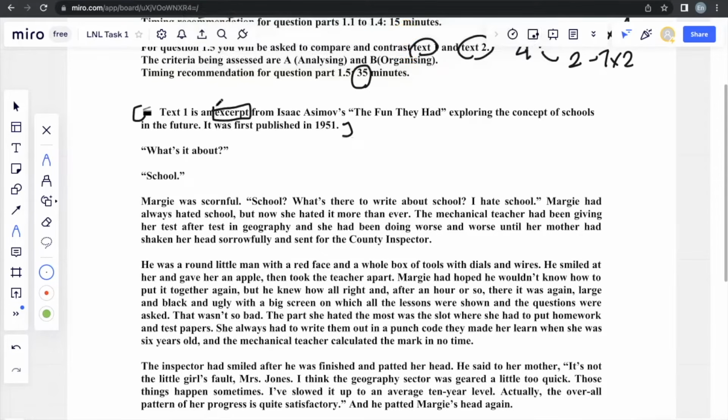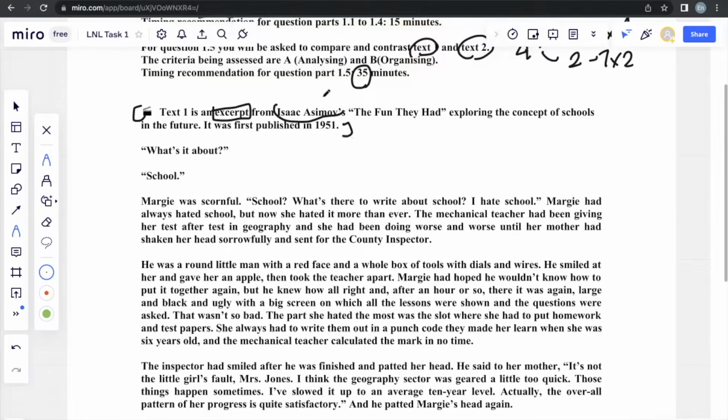It'll just be an excerpt because it'll be too long to be provided. So they'll give you an excerpt that you can analyze within a short time period. The same goes for text two, which is mostly a maximum 5-minute video. They wouldn't go beyond that because the examiners understand that you don't have the time to analyze more than that. So text one is an excerpt from Isaac Asimov's The Fun They Had.